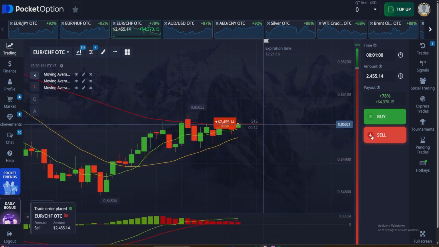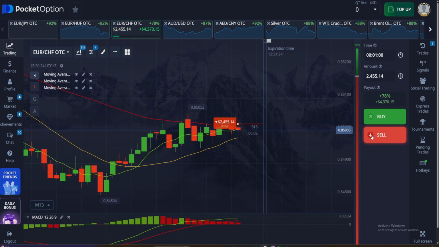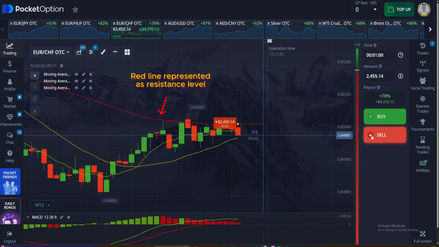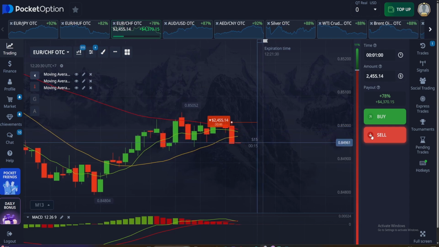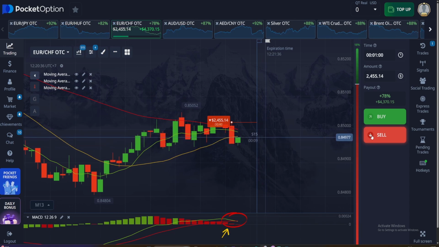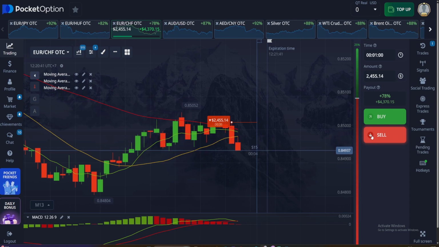Alright guys, this time I decided to take a sell position on this market. The reason is quite clear. The price has just touched the red line, which acts as a resistance level. From my experience, this area often pushes the price back down. Moreover, I noticed a crossover on the MACD indicator signaling potential bearish momentum. This makes me even more confident that the market might move downward.